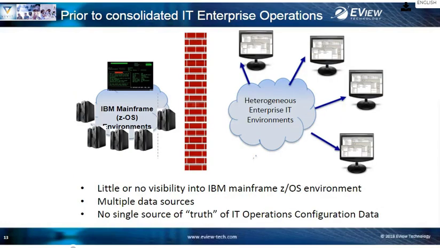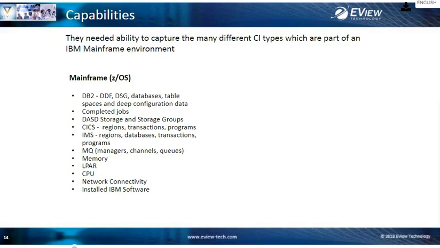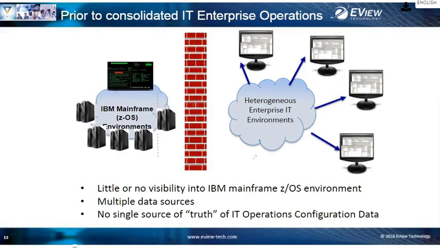Prior to doing this consolidation, the mainframe environment, I'm sorry, the slides are jumping on their own for some reason. The mainframe environment was really operated as a separate silo within the organization. So the other enterprise IT environment, the operations people, really didn't have any visibility into what was happening with the mainframe. So they had multiple data sources, really no single truth of operations and configuration data.